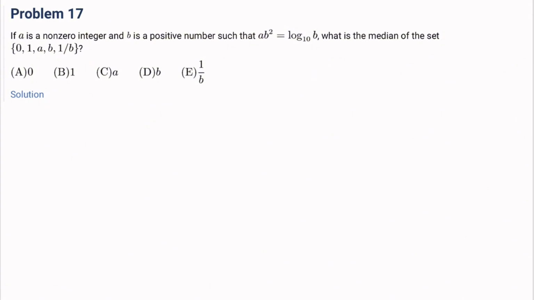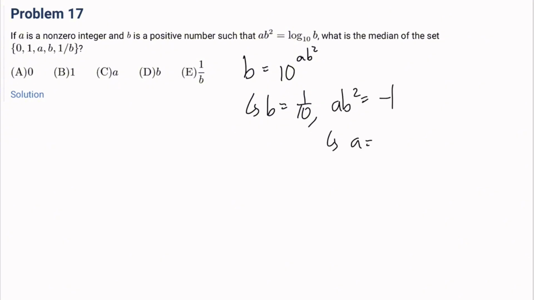Okay, so since this gives us that B equals 10 to the AB squared power, let's say that B is equal to 1 over 10, right? Then AB squared would be equal to -1, right? And so A would be equal to -1 times 1 over B squared, which is -100.